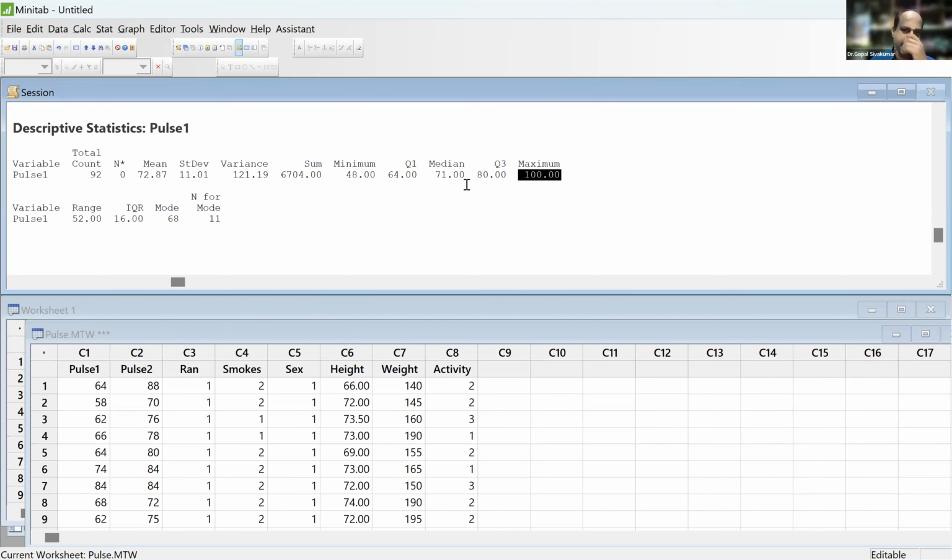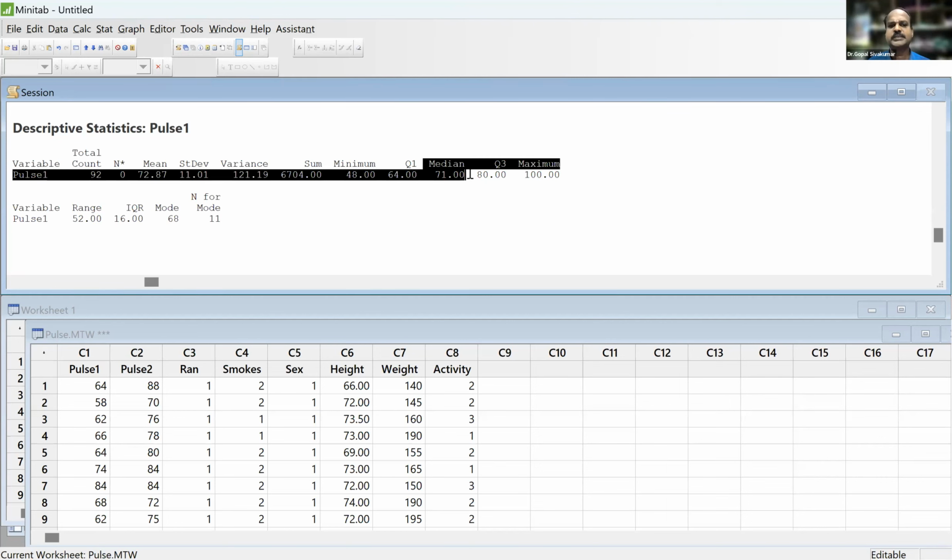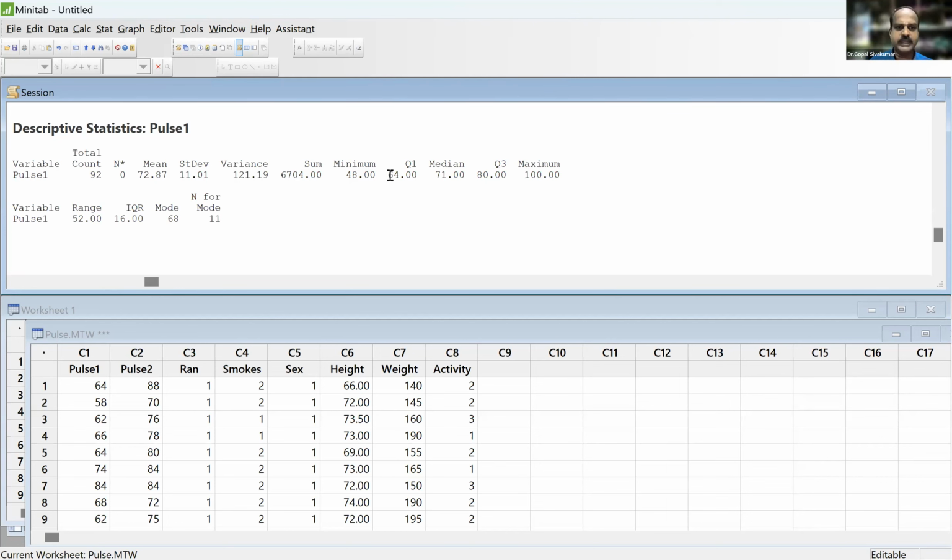Right? And then the median pulse is also 71. That means more or less normal. If the average and median are the same, it is more or less normal. And look at your quartile 1. What does it mean?